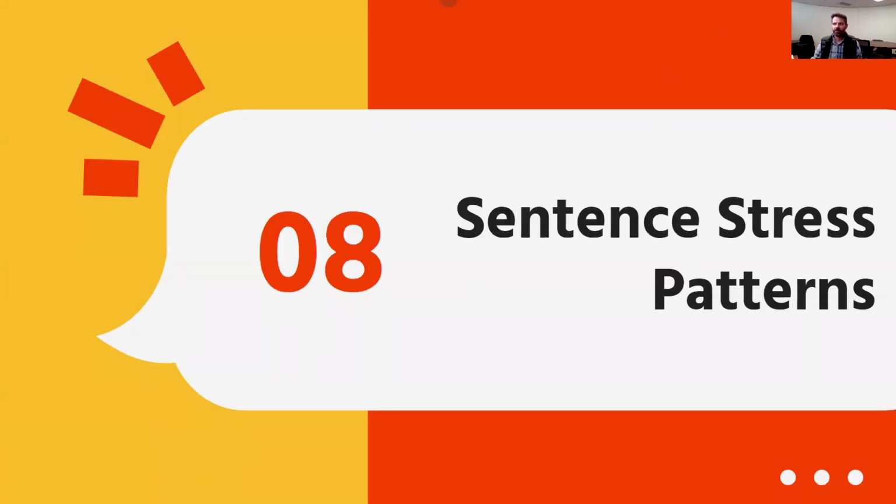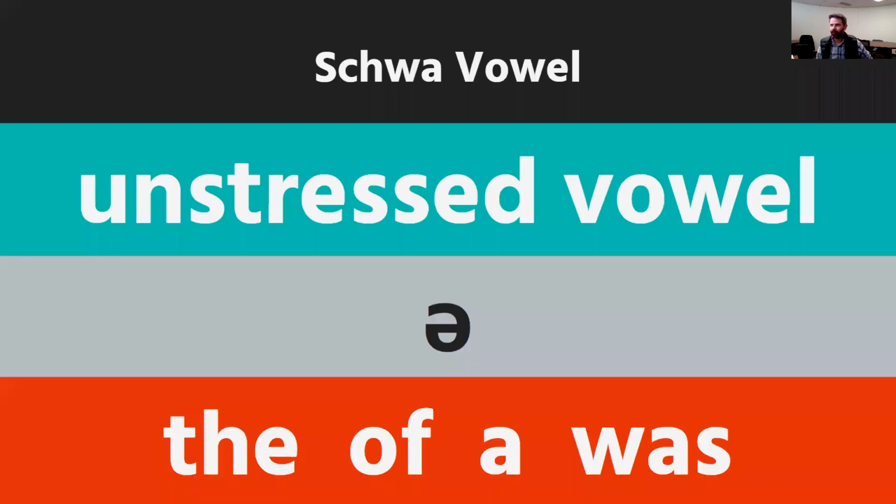The goal of this video is to talk about sentence stress patterns in English. In order to talk about sentence stress patterns, we need to review the schwa sound. As we said previously, the schwa sound is the unstressed vowel sound in English.